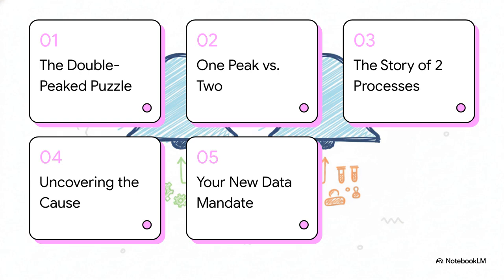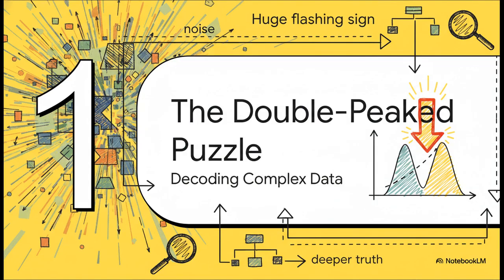All right, here's how we're going to break this down. First, we'll tackle the double-peaked puzzle itself. Then we'll look at one peak versus two, just to build a solid foundation. After that, we get to the core insight, the story of two processes. From there, we'll shift into a practical framework for uncovering the cause. And we'll wrap it all up with your new data mandate, a simple rule that will guide you from now on. Okay, let's dive right in.